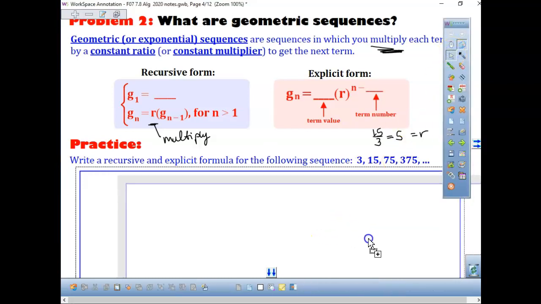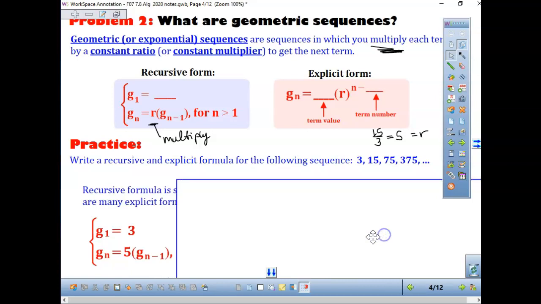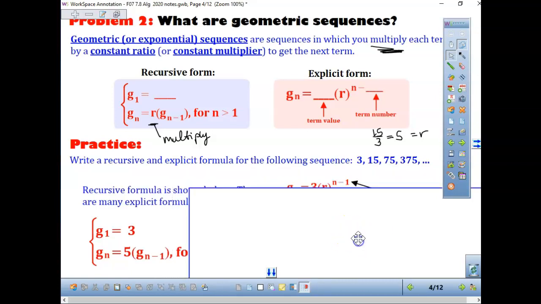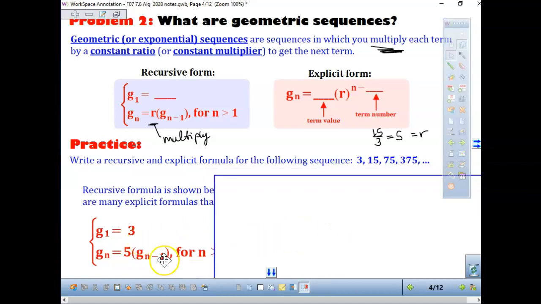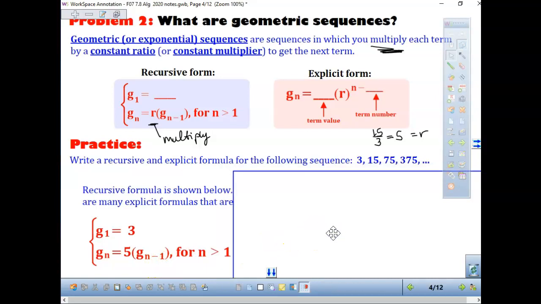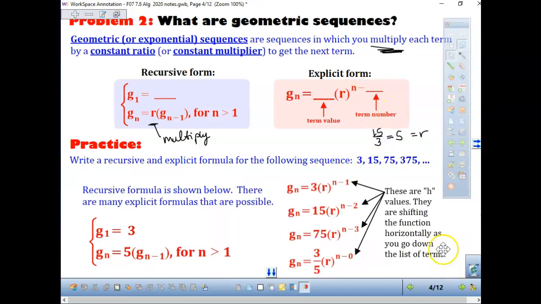So my recursive formula, hopefully you have something like this: g sub 1 equals 3, g sub n equals 5 times g sub n minus 1, and we always want to finish with n greater than 1. For the explicit formula, the first term was 3, so I'm going to put g sub n equals 3 times 5 to the n minus 1. That'd be one of the formulas I could look at, right?